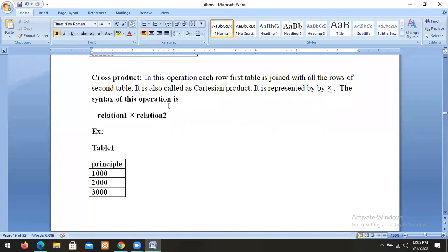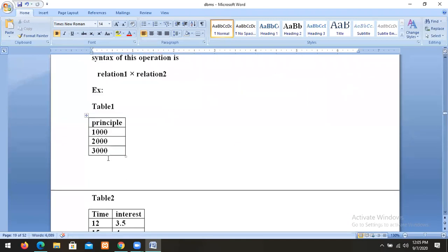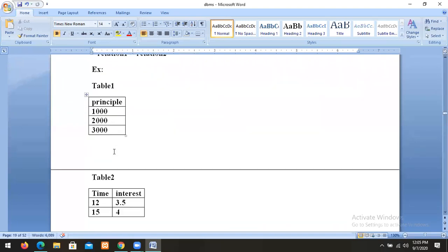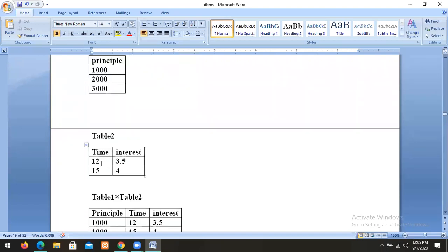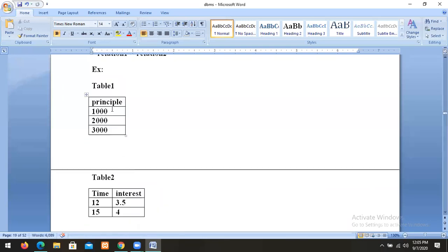The syntax of this operator is relation 1 into relation 2. For example, table 1: 1000, 2000, 3000. Table 2: 12, 3.5, 15, 4. So table 1 has one column, principal, and 3 rows, 1000, 2000 and 3000. Table 2 has 2 columns, time and rate of interest. It has two rows, 12, 3.5 and 15, 4.